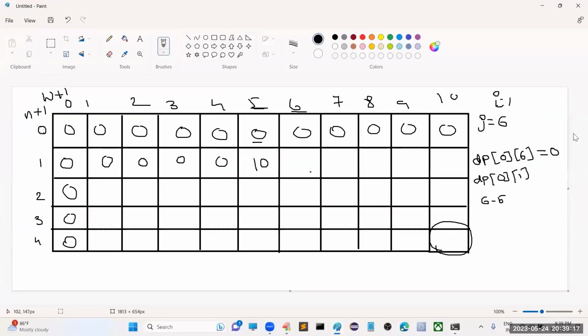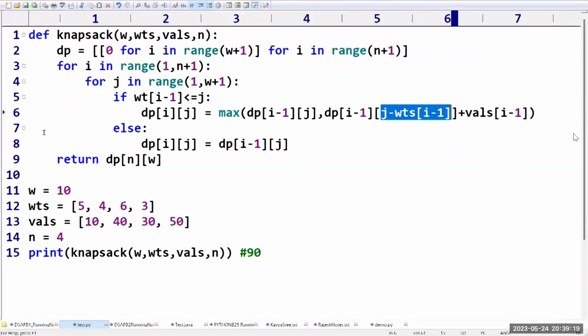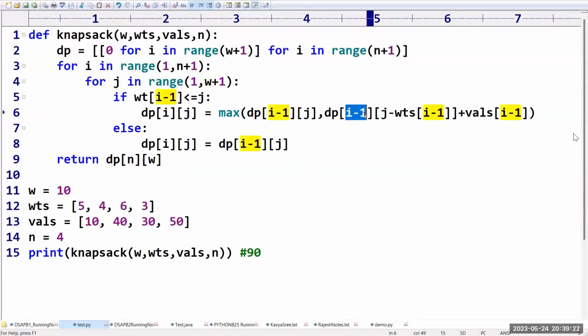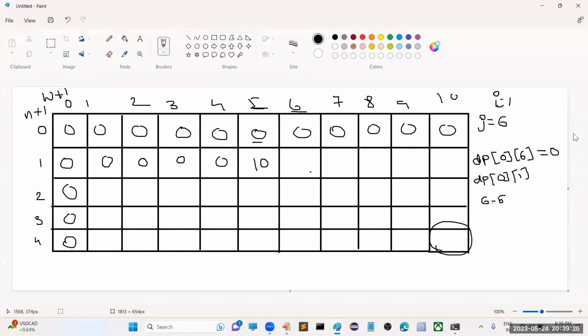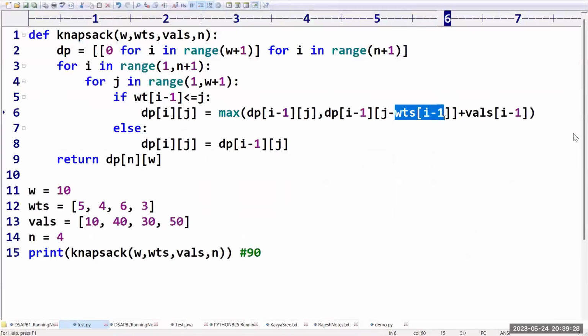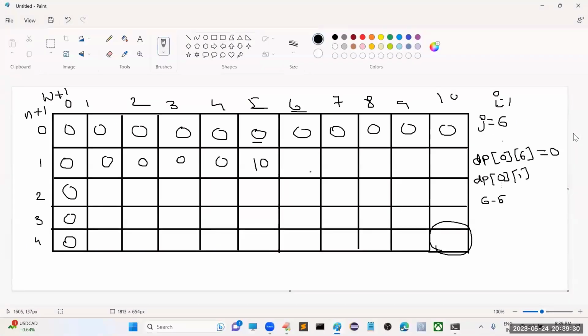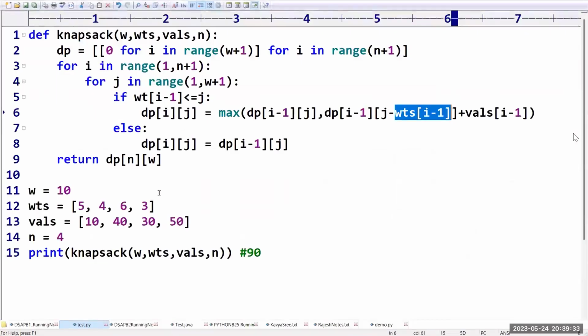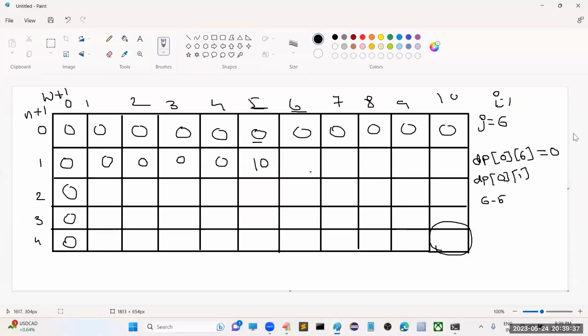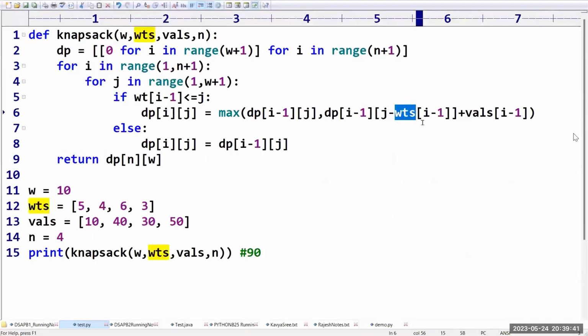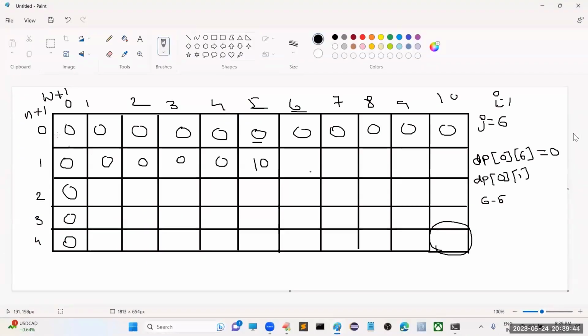So dp of 0, is it correct? One second. i minus 1 is nothing but 0. j value is 6, 6 minus weight of i minus 1. i value is 1, so weight of 0. What is the weight of 0? 5. So we are subtracting it from j, and yes, we get 1. dp of 0, 1. What is the 0, 1 value? I think it is nothing but 0. So here we will get 0.